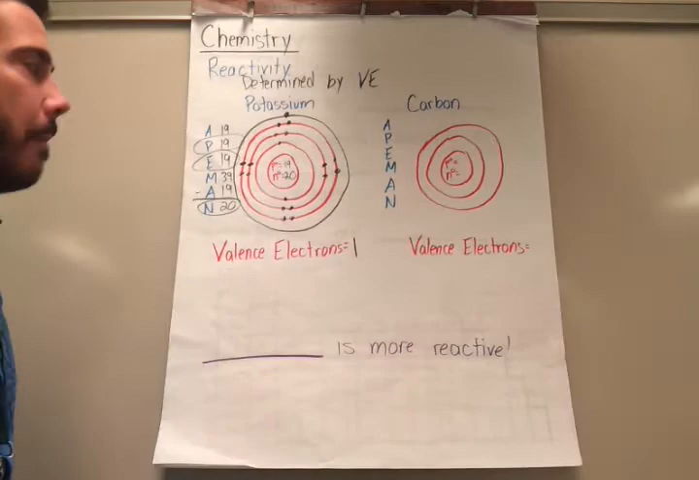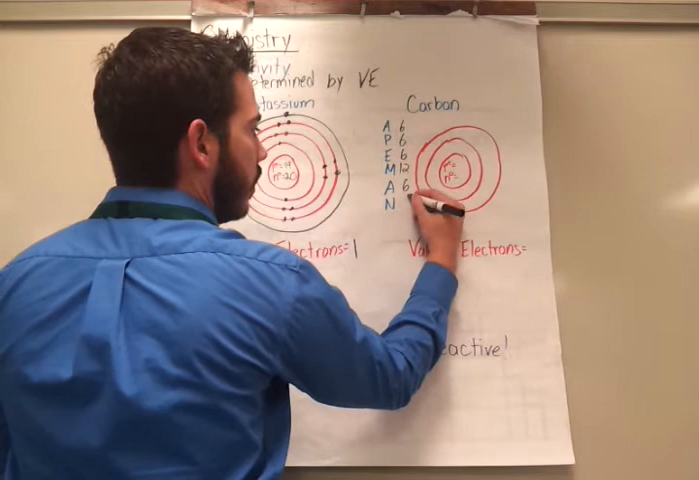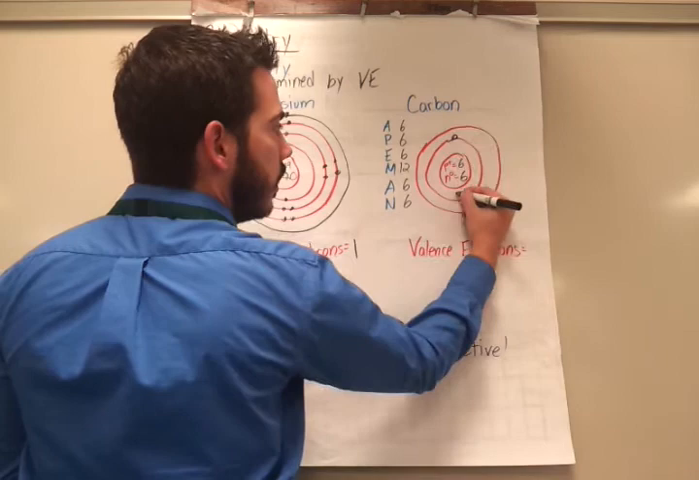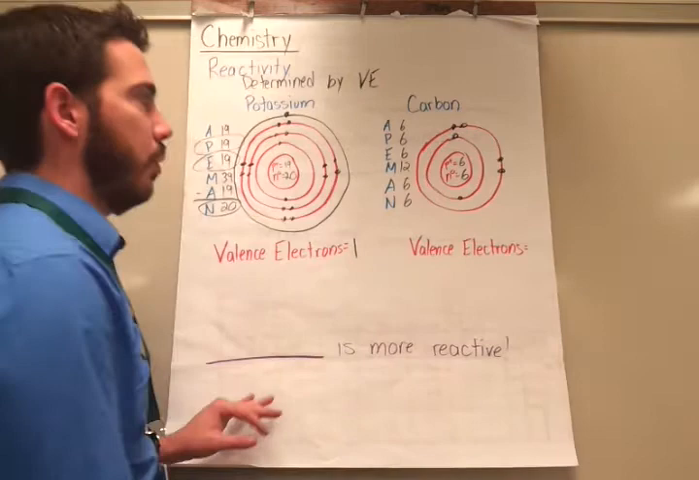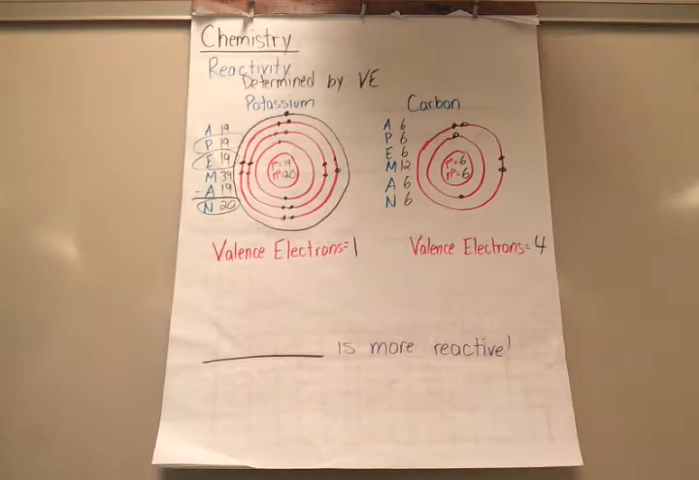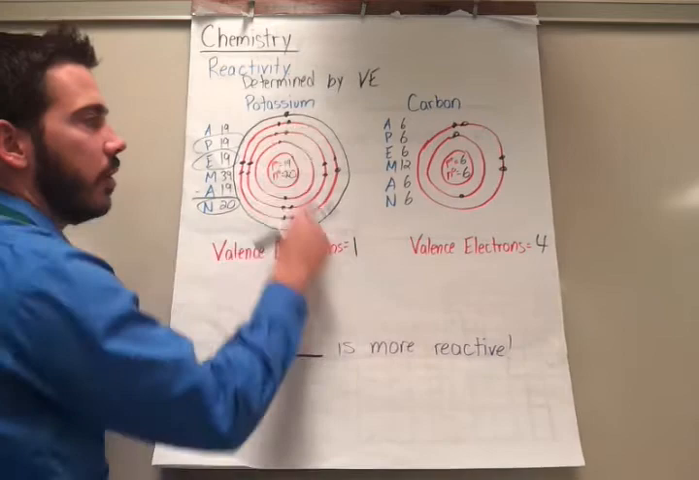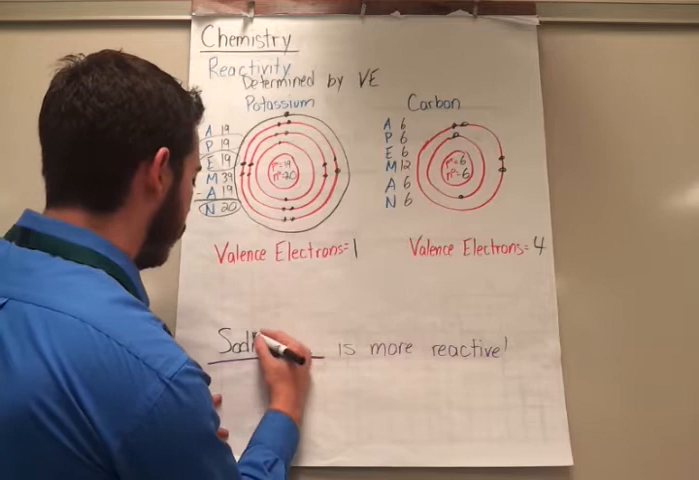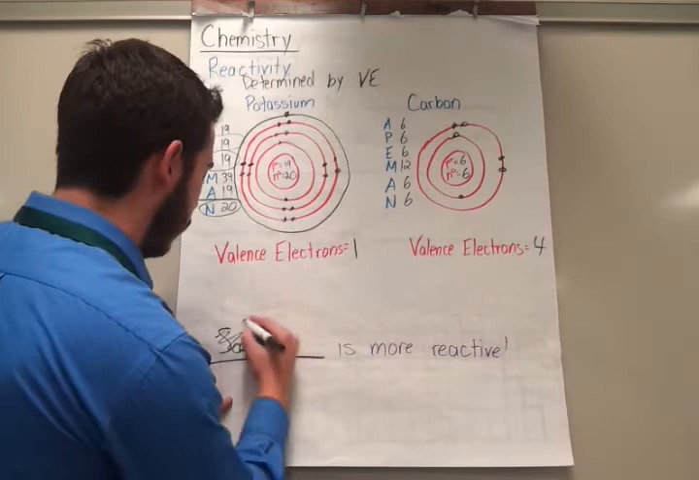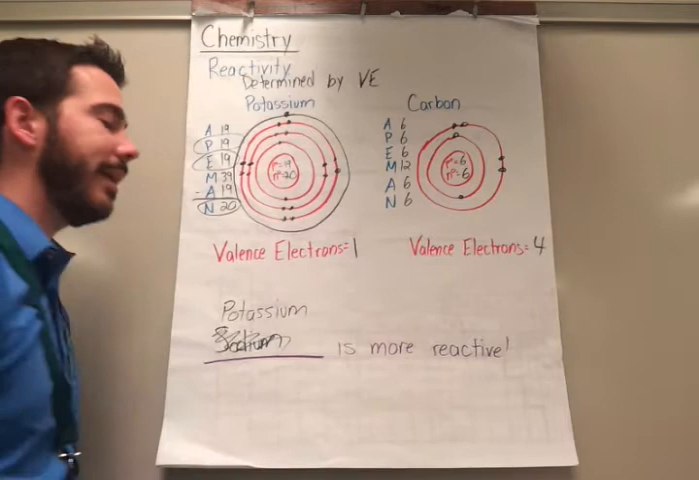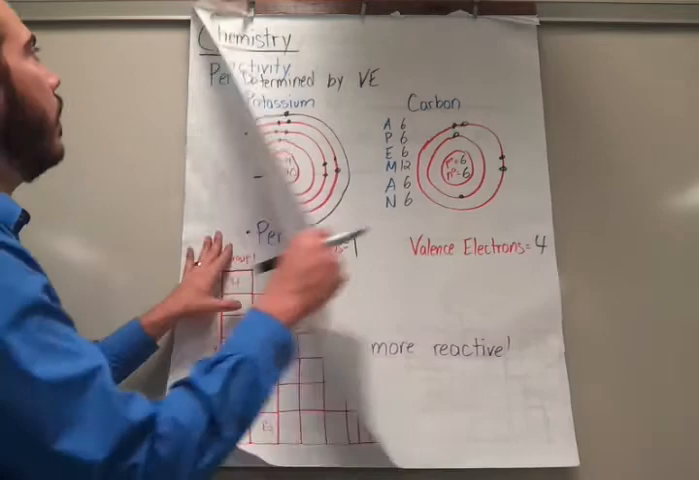Compare that to carbon. Just do that real quick. We've got 6 protons, 6 neutrons, 1, 2, 3, 4, 5, 6 electrons total. We've got 1, 2, 3, 4 in the valence. So which is more reactive? Based on this information, 1 electron would be easier to lose than 4 electrons. Sodium is more reactive than that as well, but we're talking about potassium here. Potassium is more reactive than carbon in this example, because it has less valence electrons.